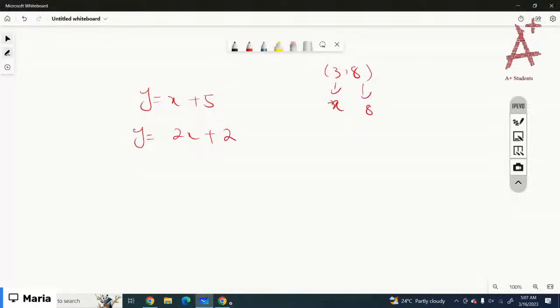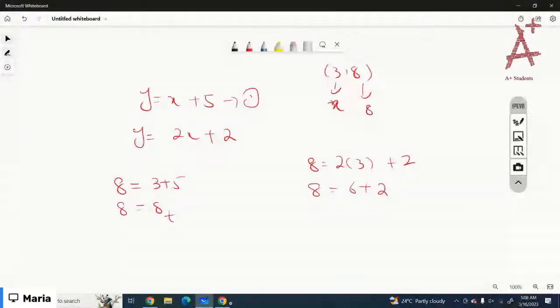Let's substitute in equation number 1. Y is 8 equals 3 plus 5. 8 equals 8. Equation 1 is true. Got it? Let's check the second one. 8 equals 2 times 3 plus 2. 2 times 3 is 6 and 6 plus 2 is 8. So 8 equals 8. Both of the equations result true when you plug in the point (3, 8). That means yes, (3, 8) is the solution of the system of equations. Got it? Correct option is yes.